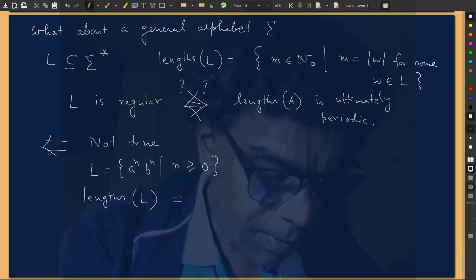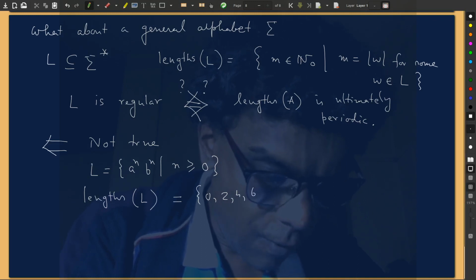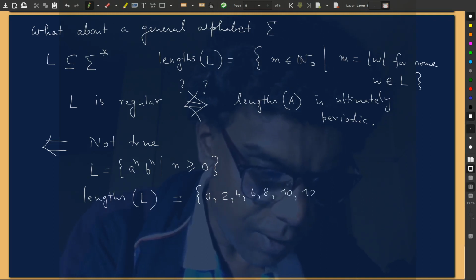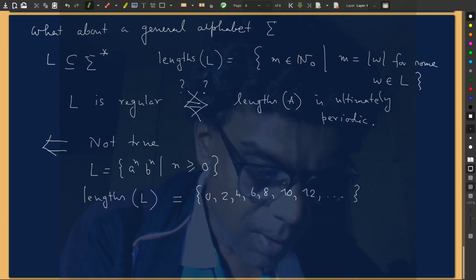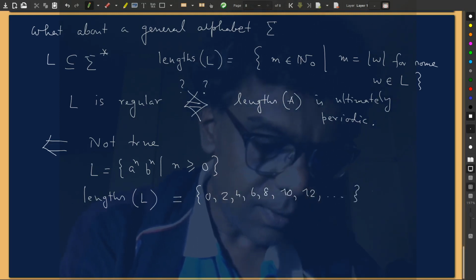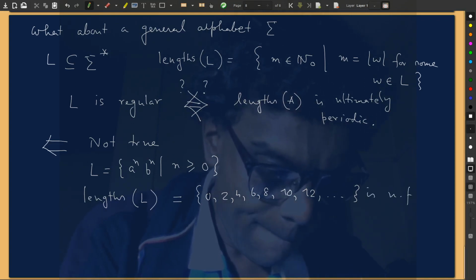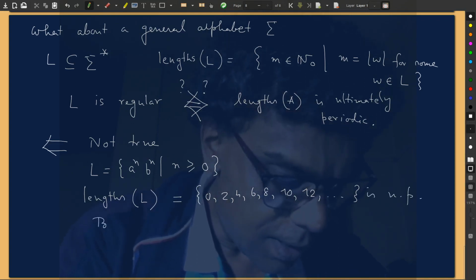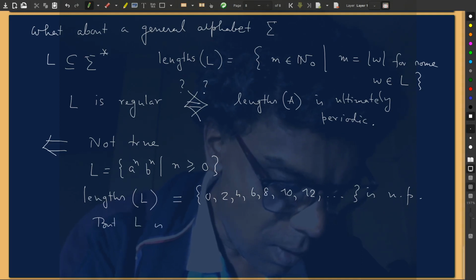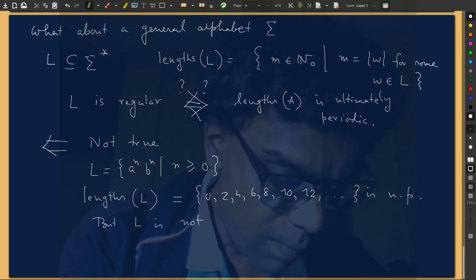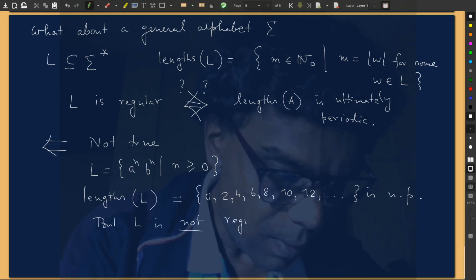This is nothing but A0, B0, so 0, 2, 4, 6, 8, 10, A5, B5, A6, B6, and so on. This is not only ultimately periodic, it is periodic from the very beginning. But L is not regular. We have proved this.